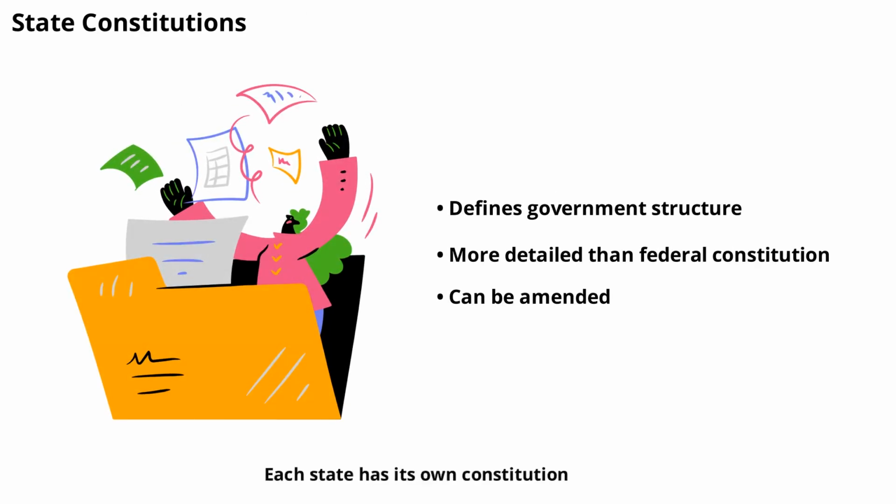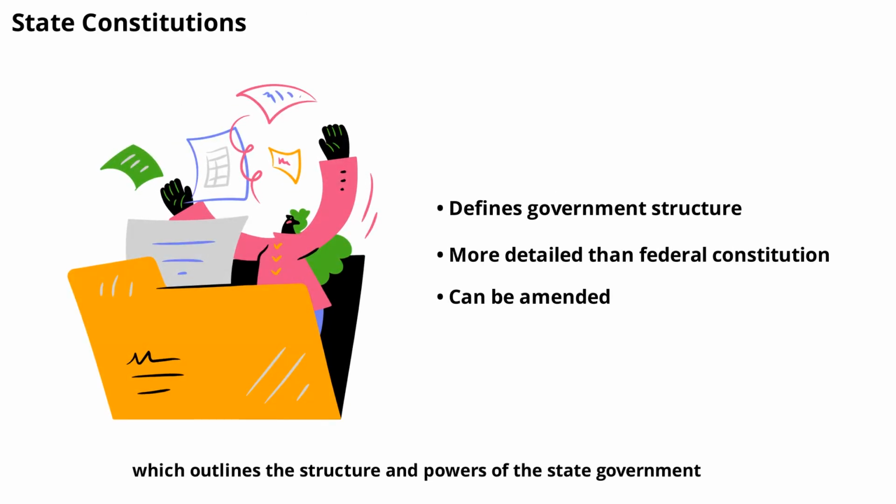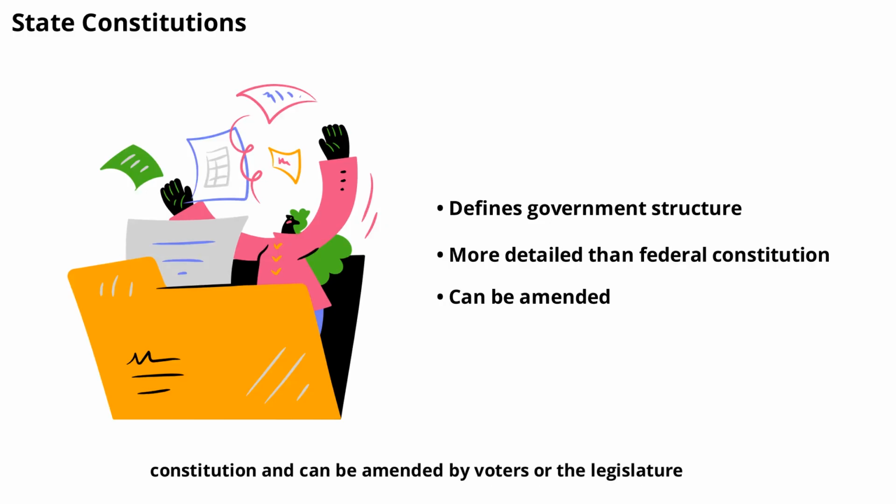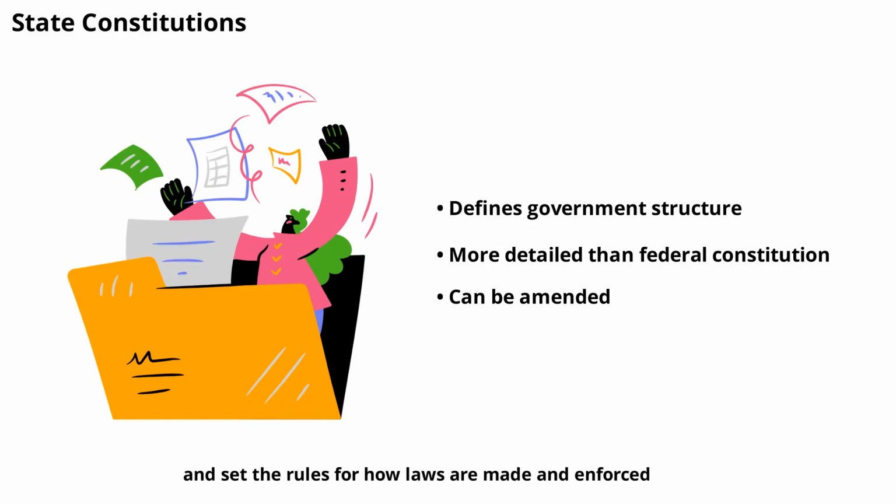Each state has its own constitution, which outlines the structure and powers of the state government. State constitutions are often more detailed than the federal constitution and can be amended by voters or the legislature. These documents establish the rights of citizens, define the roles of government officials, and set the rules for how laws are made and enforced. Understanding your state's constitution can help you know your rights and how your government operates.